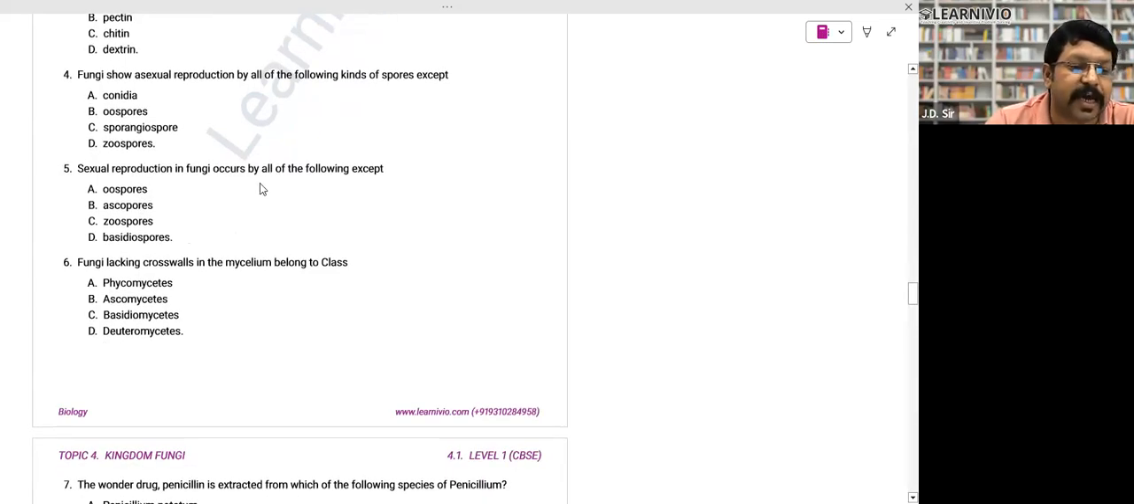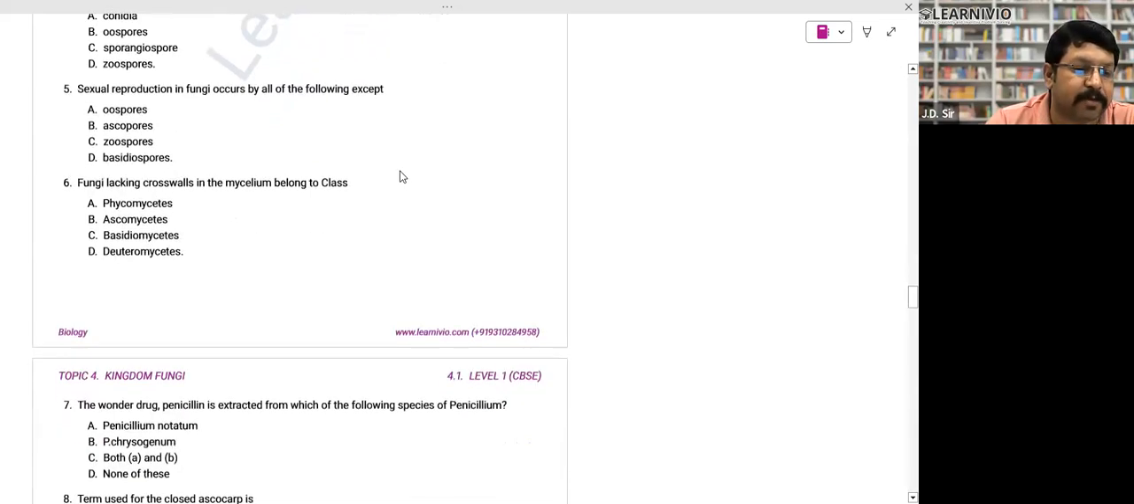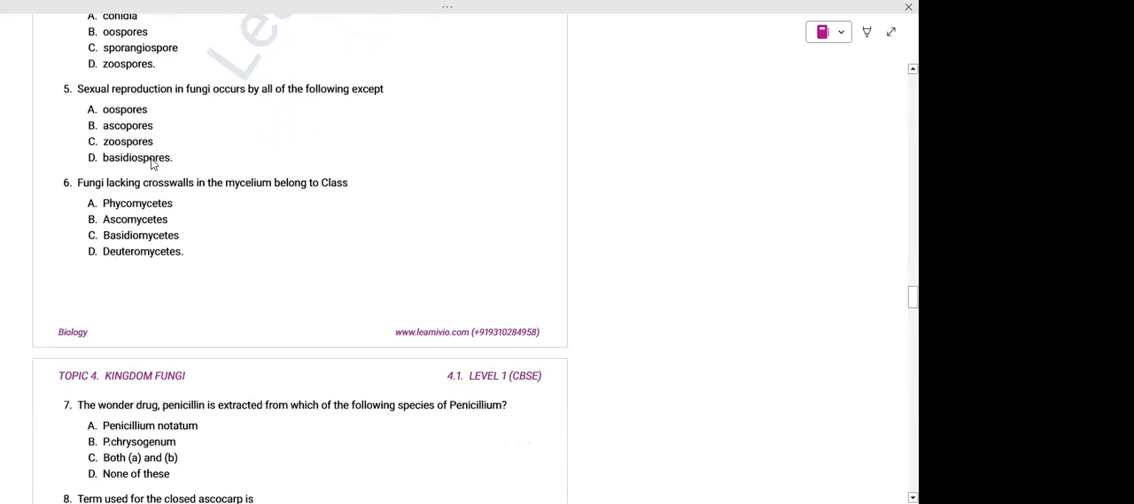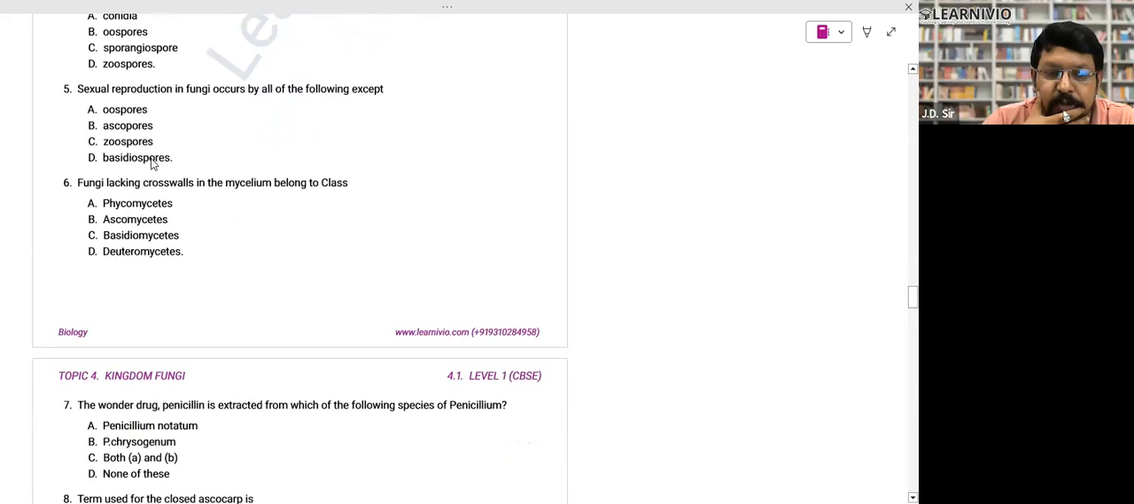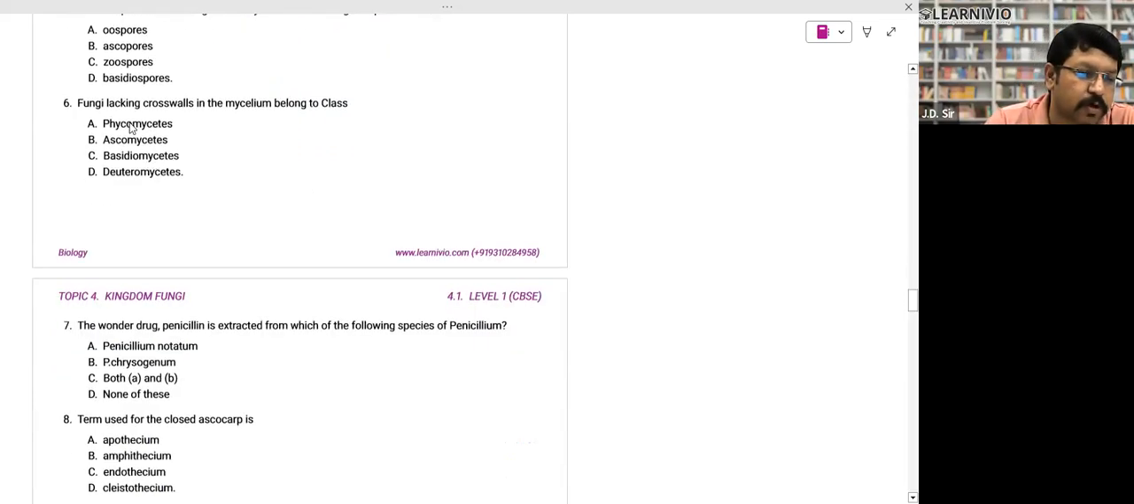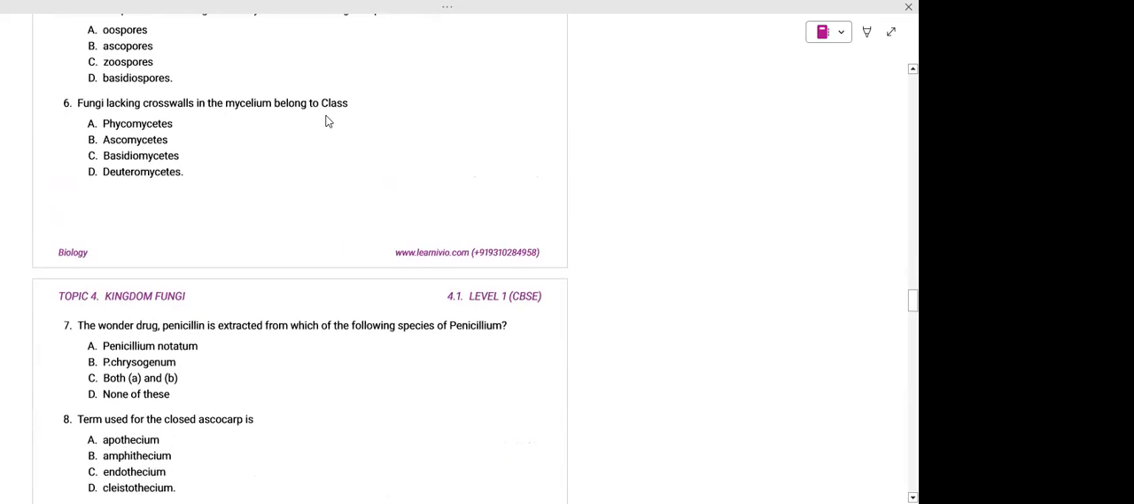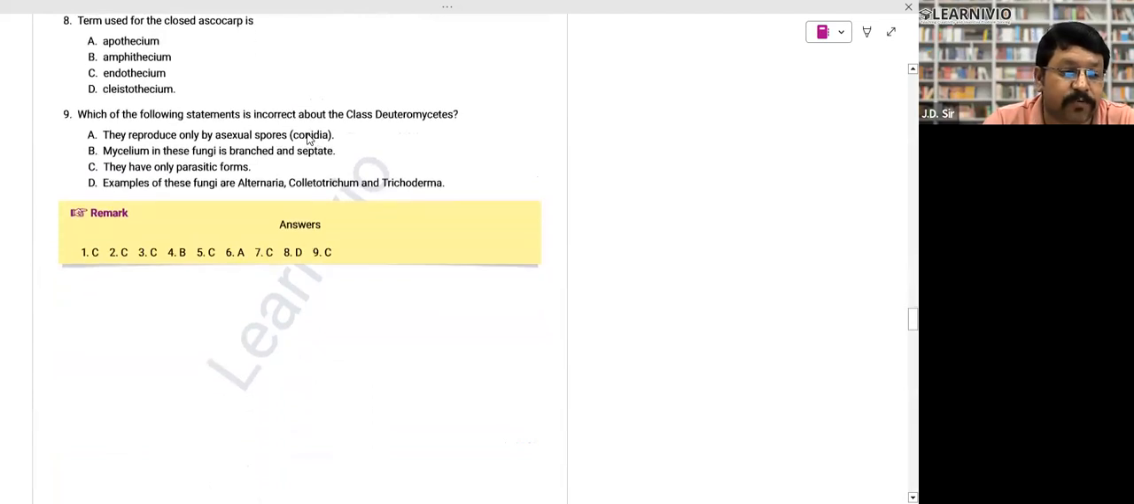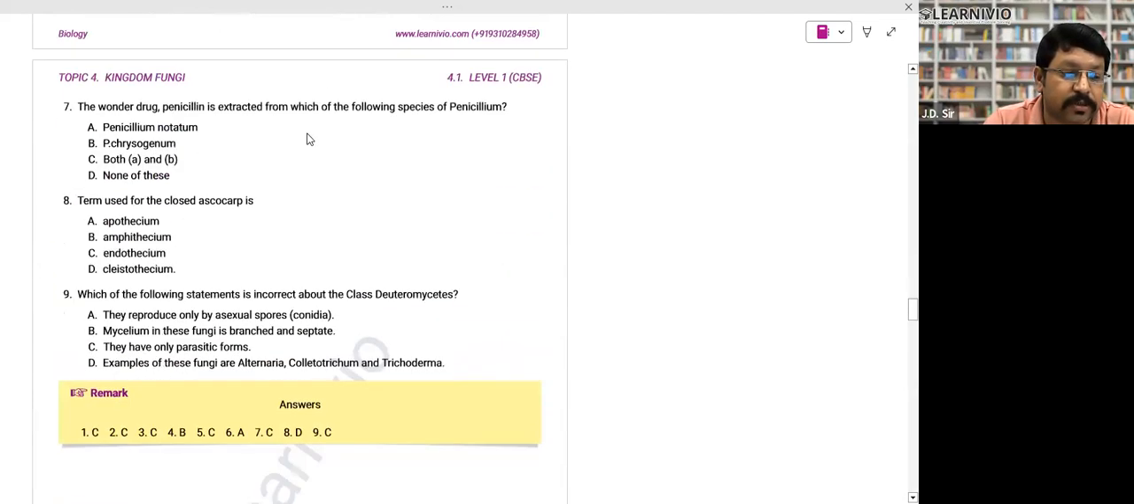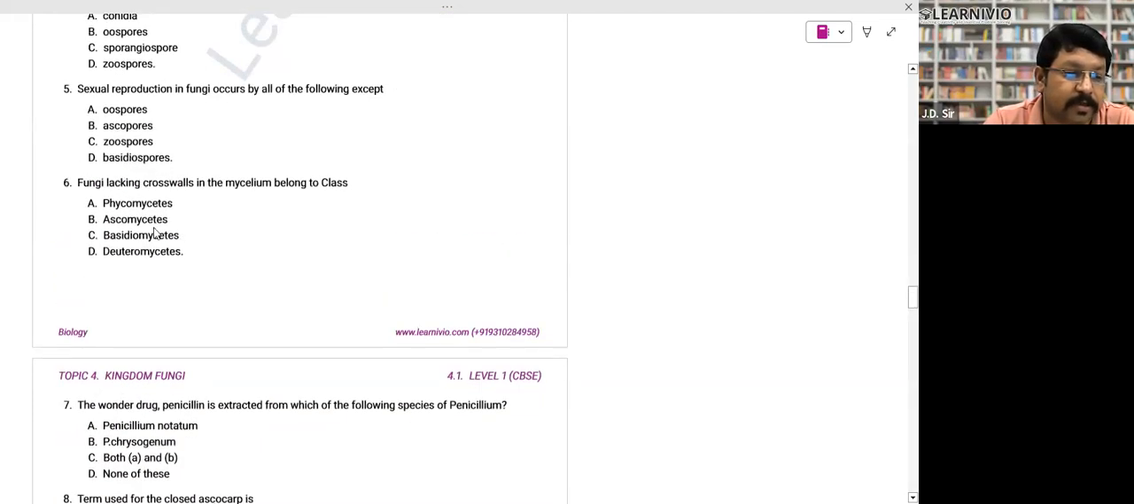Sexual reproduction in fungi occurs by all of the following except: oospore, ascospore, zoospore, basidiospore. Zoospores, right? That is not a sexual spore. Fungi lacking the cross wall in the mycelium belong to the class: Deuteromycetes, aseptate fungi. What should be the answer? The answer of this one is A.